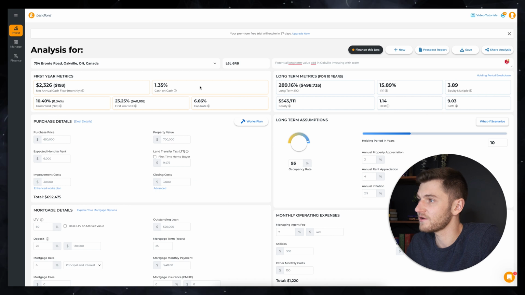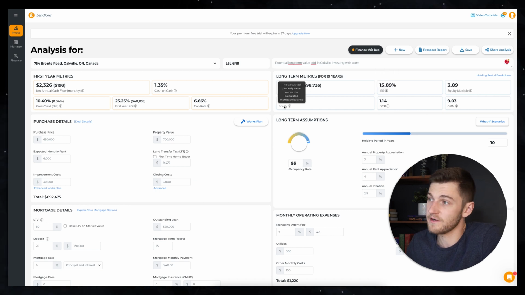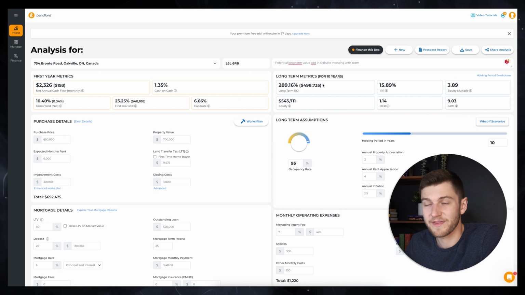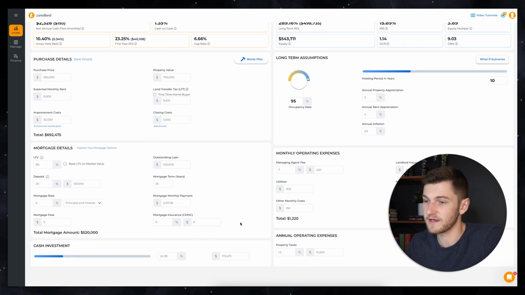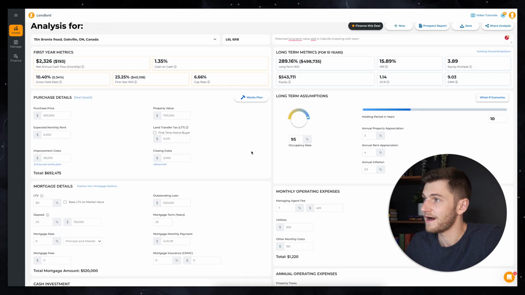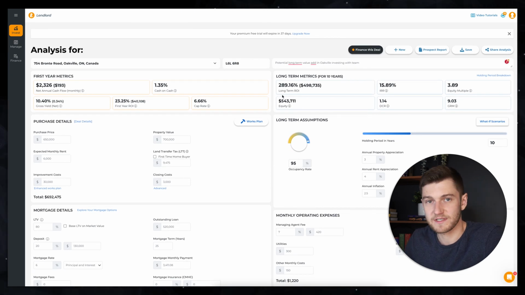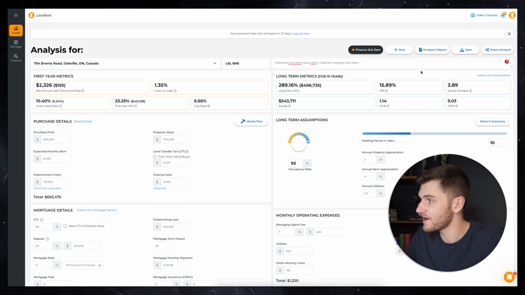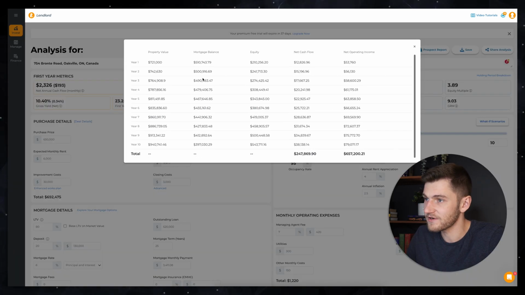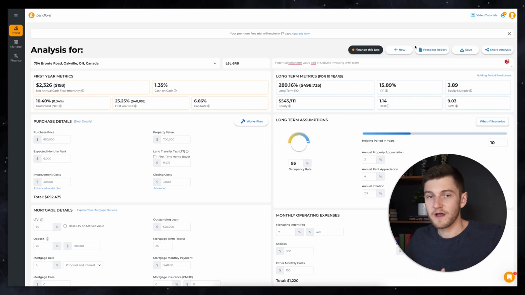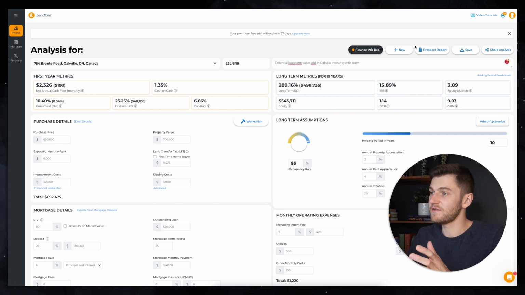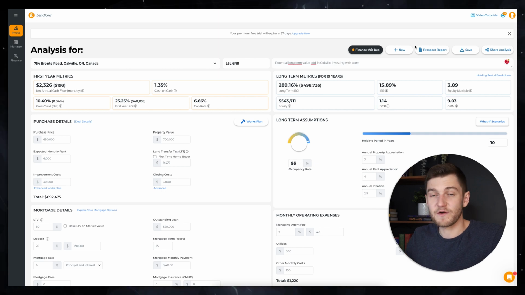From a long-term standpoint though, we can see here that over 10 years, we would build $543,000 worth of equity, and we would have a long-term return on our investment, right? The investment being $172,000 of 289%. And if you want to see how that is all broken down over that 10-year holding period, you can click here and we can see all of these values. So this is really a great tool to go in, input values for each different property that you're looking to analyze, and it will give you some great metrics in a very quick manner.